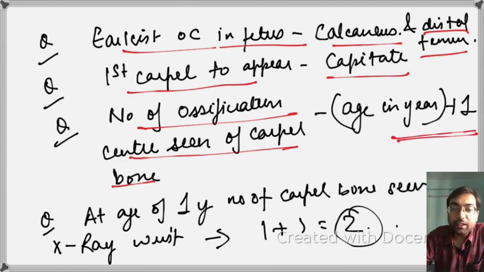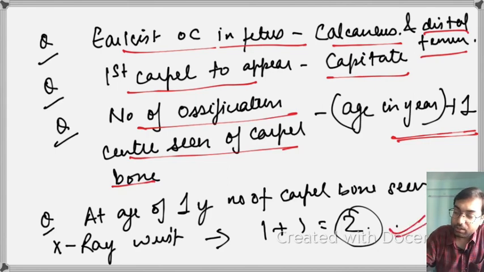This is a formula. Like a question will come that a child's age is 1 year, and you want to know how many ossification centers or how many carpal bones will be visible on X-ray. So just the formula is age plus 1. So age is 1, 1 plus 1 is 2. So this is the answer.